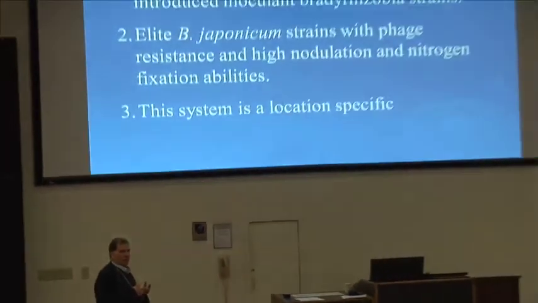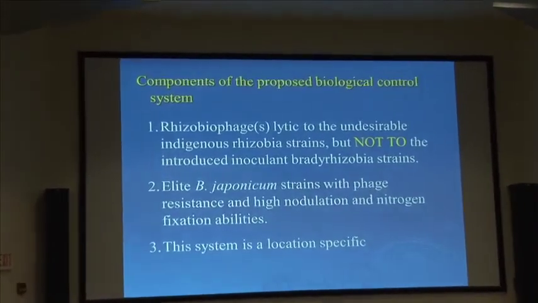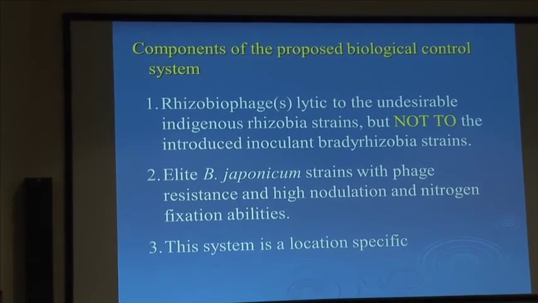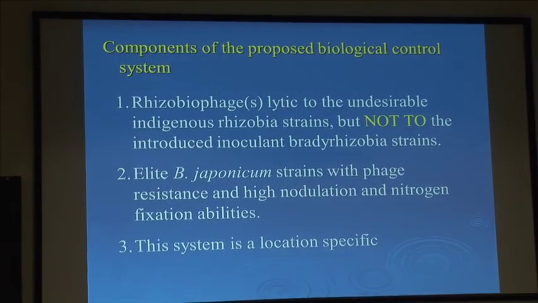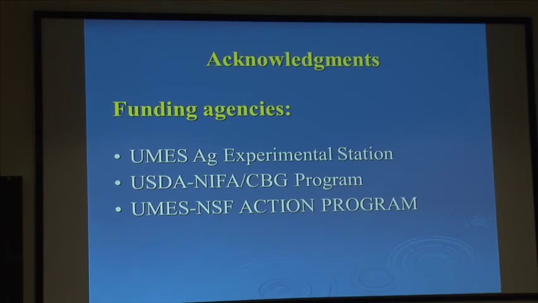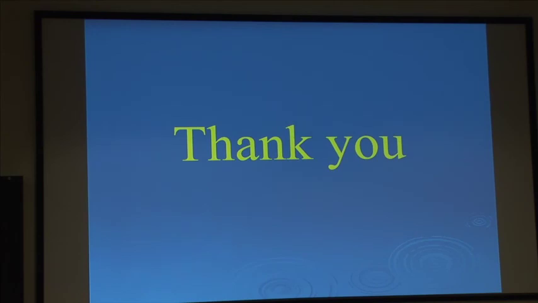And this is what we are suggesting for the biological control system, aimed at minimizing nodulation by the ineffective strains that are highly competitive in soil, and increasing the nodulation of soybeans by the desirable, highly efficient strains of rhizobia. And most of the funding came from this agency, and thank you.